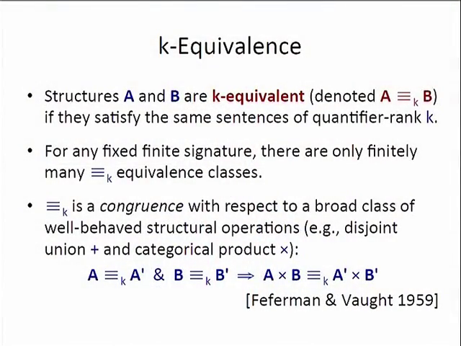k-equivalence classes. And another nice property of k-equivalence is that it's a congruence with respect to a broad class of well-behaved structural operations, for instance, disjoint union or categorical product of two structures. So for example, a Feferman-Vaught theorem says that if I have two pairs of structures, A and A prime, which are k-equivalent, and another pair, B and B prime, which are k-equivalent, then the product of A and B is k-equivalent to the product of A prime and B prime.